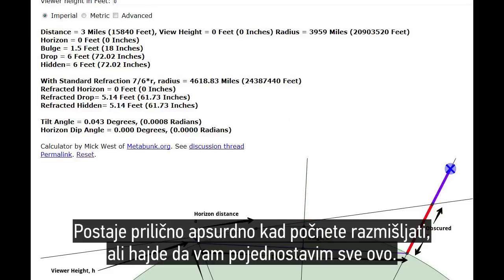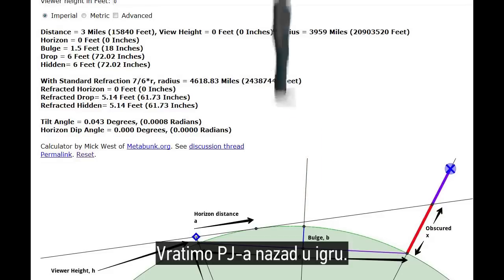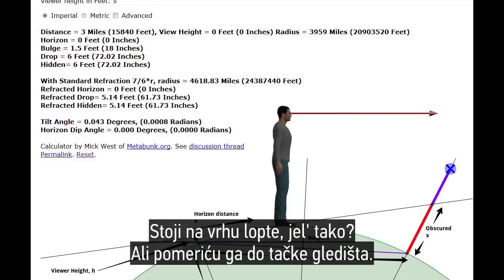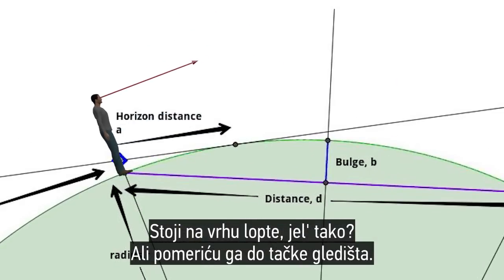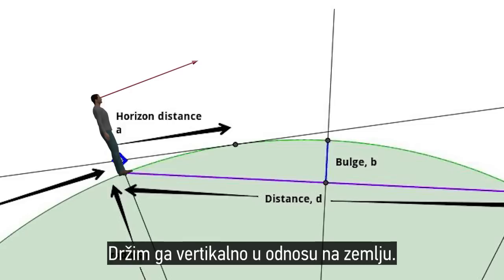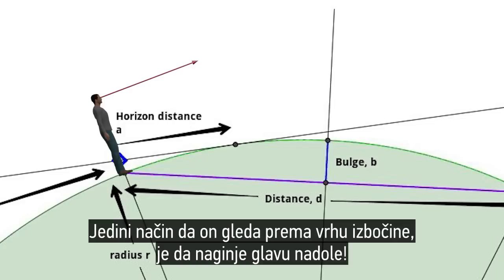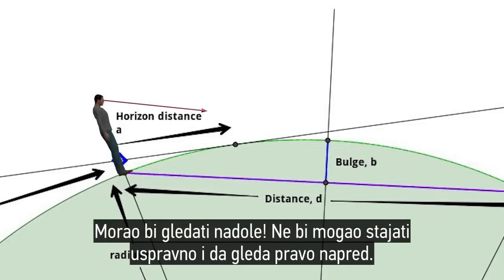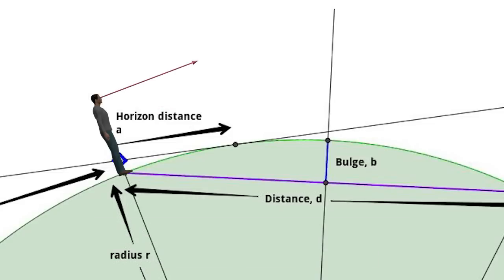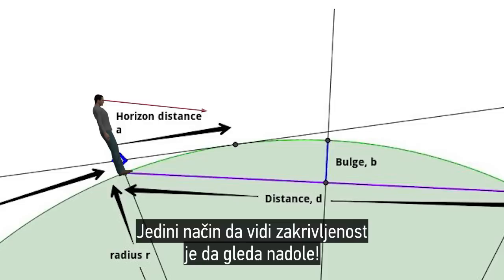But let me just simplify all of this for you and bring PJ back into the picture. Now, he's standing on top of the ball, right? But I'm going to slide him over to the observation point here. Now, I'm keeping him perpendicular to the ground. Now, do you see the problem? The only way he could be looking toward the top of the bulge is if he's tilting his head down. He'd have to be looking down. He couldn't be standing straight up, looking straight out. The only way he's going to see the curve is if he's looking down.